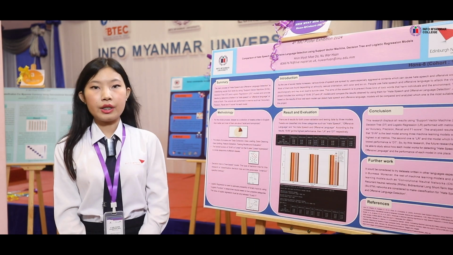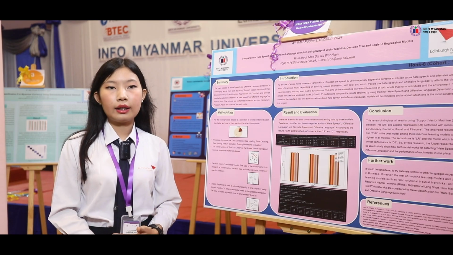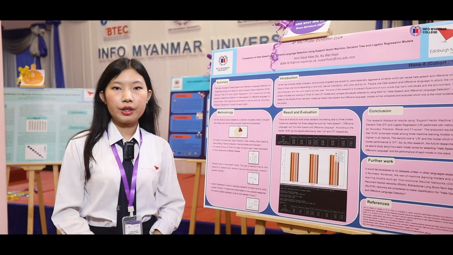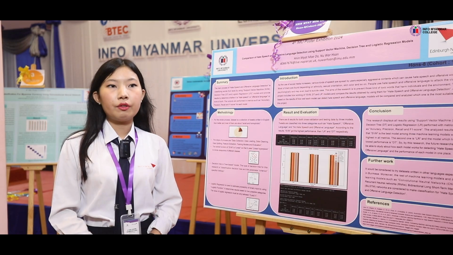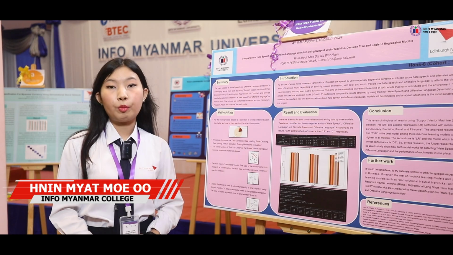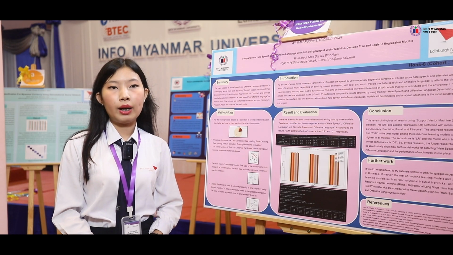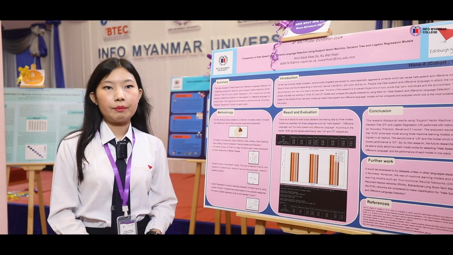And logistic regression is used to estimate the probability of a binary input by using the logistic function. It decides the result based on two categories, and moreover, the range of logistic regression must be only 0 to 1. For example, if the value is over 0.5, it can be decided as one group, and if the value is lower than 0.5, it can be decided as another group, like that.